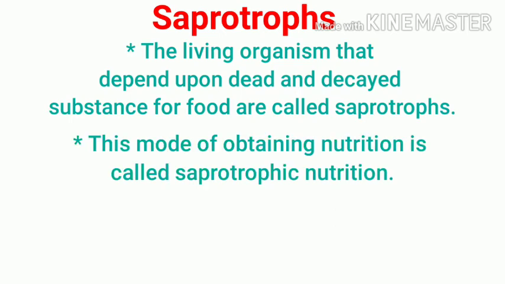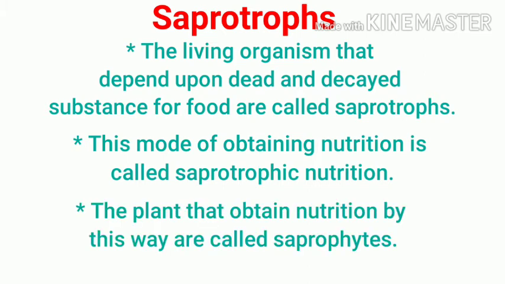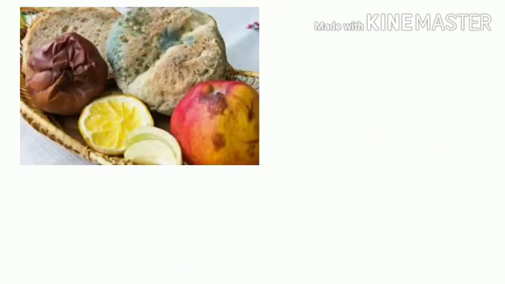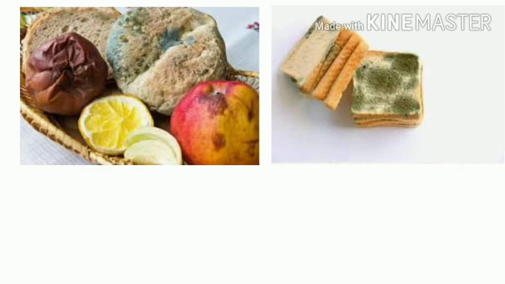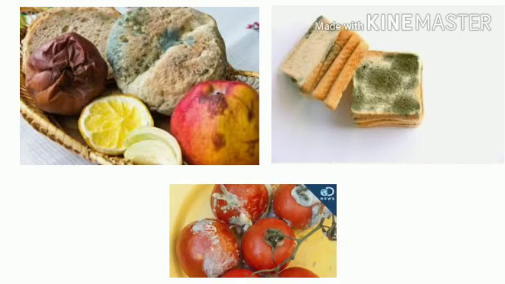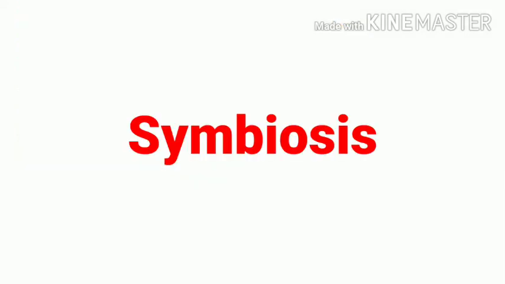This mode of obtaining nutrition is called saprotrophic nutrition, and the plant that obtains nutrition in this way, or you can see the fungi growth in the decaying layer. For example, in the spoiled food and in the bread and in the rotten vegetables, saprophytic nutrition takes place.